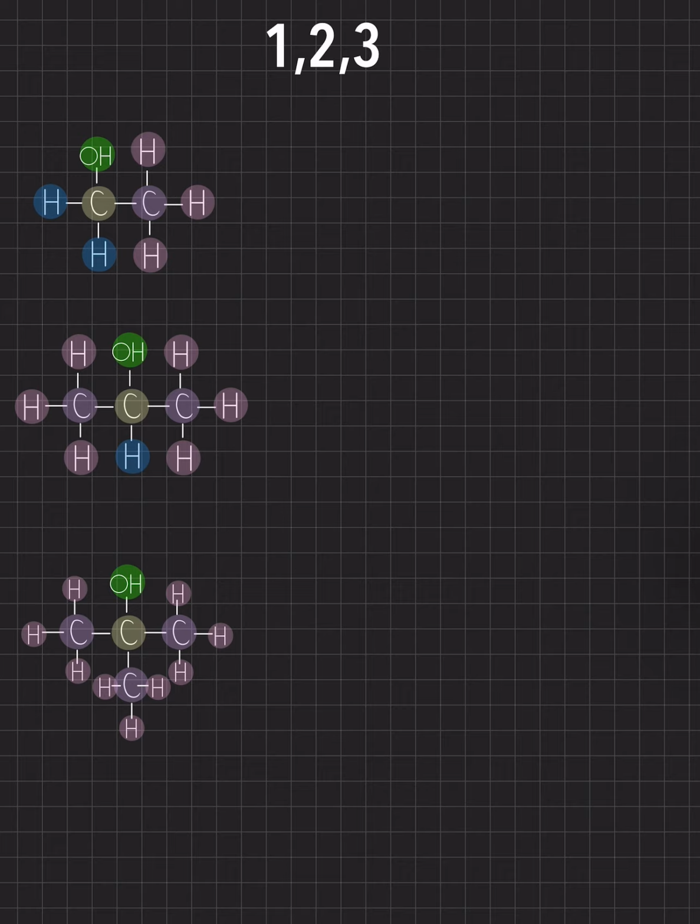So in other words, in my first example, you can see I have one yellow carbon. That one yellow carbon is only attached to one purple carbon. That means that the yellow carbon is a primary carbon, and the hydrogens are primary hydrogens, and the alcohol is a primary alcohol.